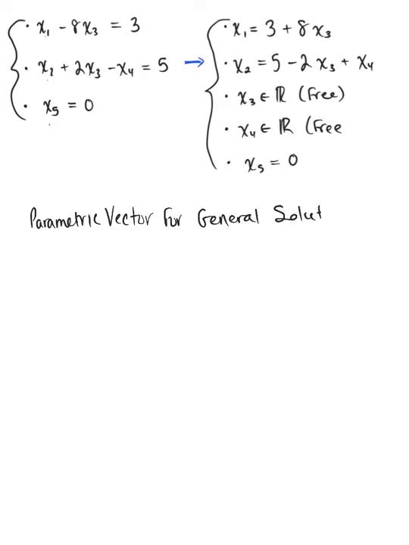What dimension is our solution vector in? How many entries does this vector have? 1, 2, 3, 4, 5. So we can say that our solution vector x is in R5, so we have an entry for x sub 1, x sub 2, x sub 3, x sub 4, x sub 5.